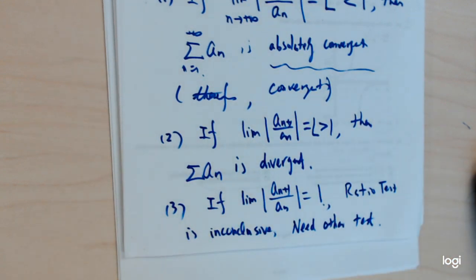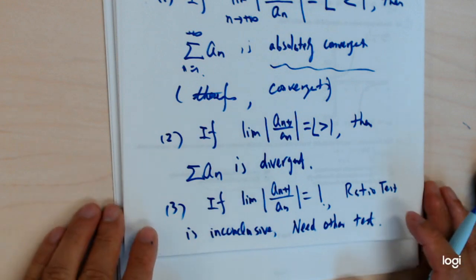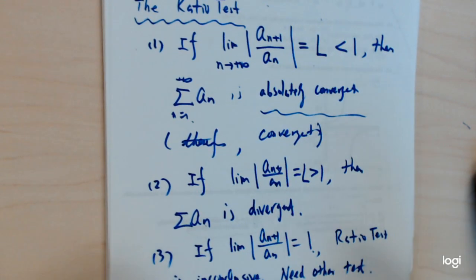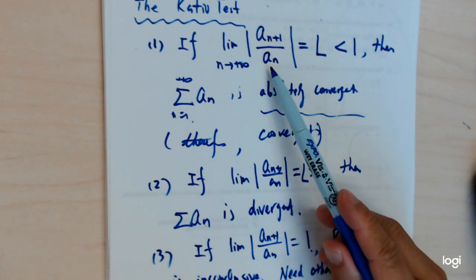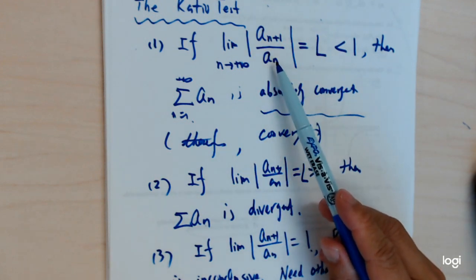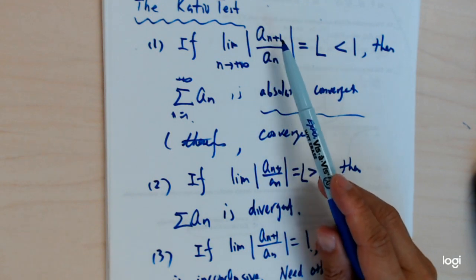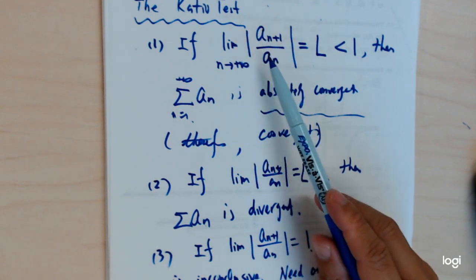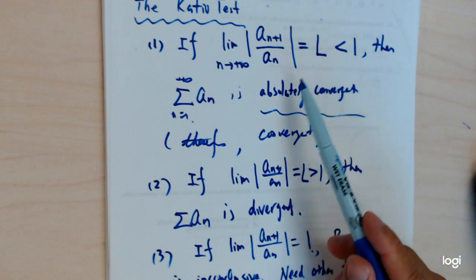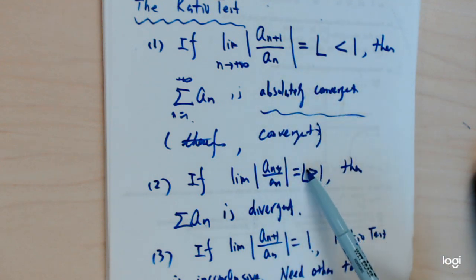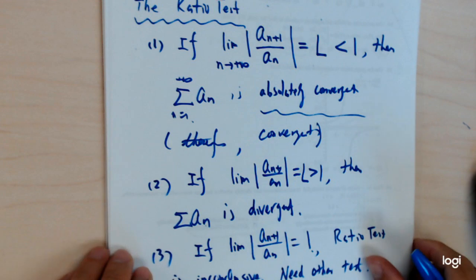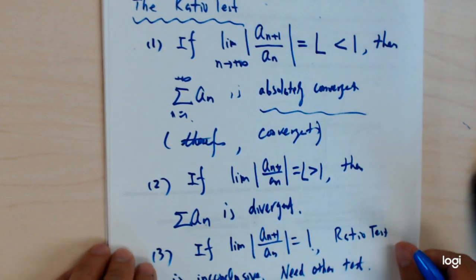We need additional tests. So if you look at this ratio test, it appears to be very easy to apply. The reason is because you don't need to come up with anything to compare with. You just look at the series itself. You write down a sub n plus 1, you write down a sub n, and take the limit of the ratio. If it's less than 1, absolutely convergent. Bigger than 1, divergent. So it's indeed very powerful. Let me show you one example here.